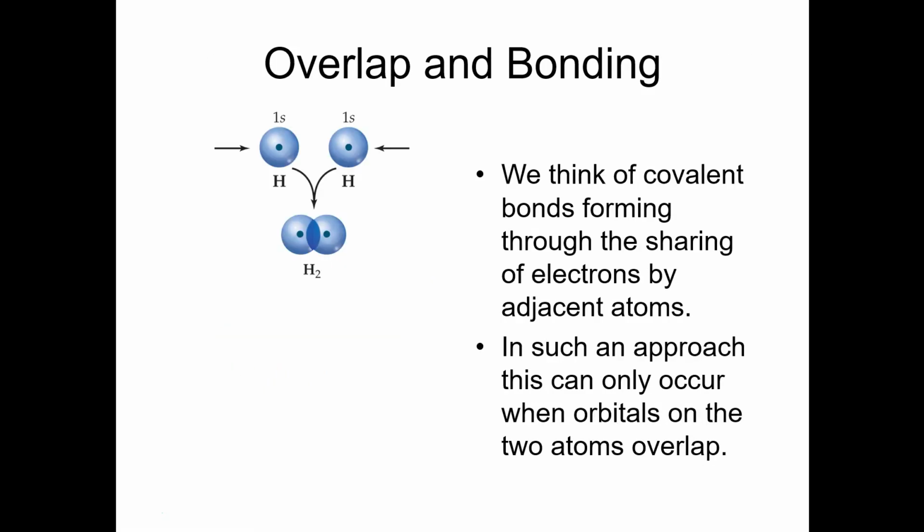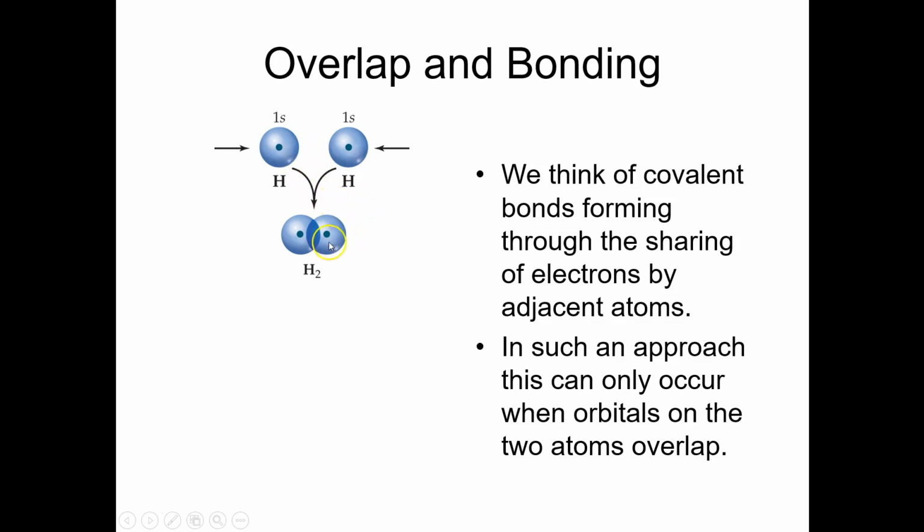Okay, the main thing we're going to talk about today is we've talked about drawing Lewis structures and we've talked about shapes of molecules. We haven't really talked much about what the nature of covalent bonding is. We've talked about the fact that a bonding pair is shared between two atoms, but we haven't really talked about how that actually occurs. And because we think of bonds forming through sharing of electrons, that can really only happen if you have overlap of the orbitals of the two atoms that are bonding.